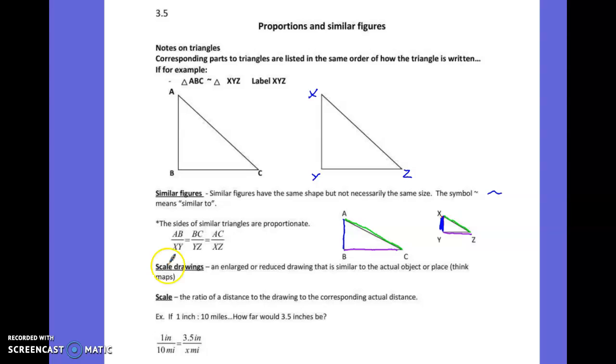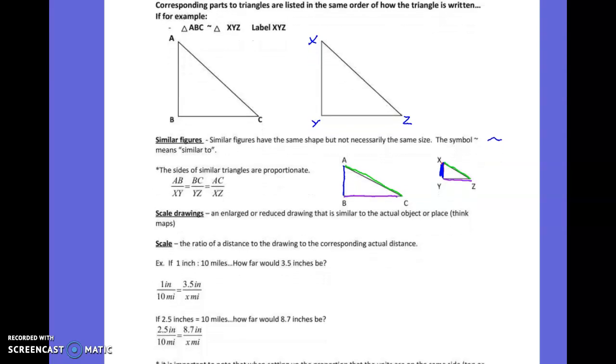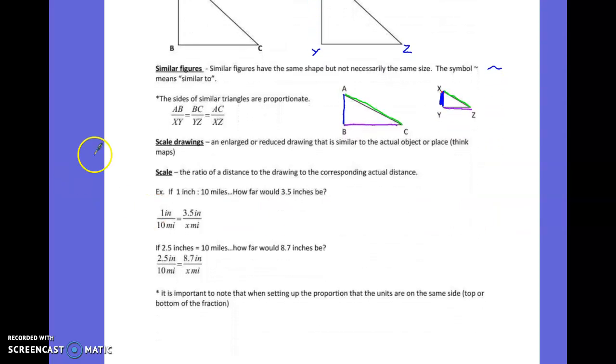We talked yesterday about scale drawings, how to enlarge or reduce something, usually on a map. You can use ratios or proportions to figure out the actual distance based on a ratio. Alright, so a scale, just for definitions, is the ratio of a distance to a drawing's corresponding distance. So our first example here, if I have 1 inch equals 10 miles, say on a map, how far would 3.5 inches be? The setup would be this.